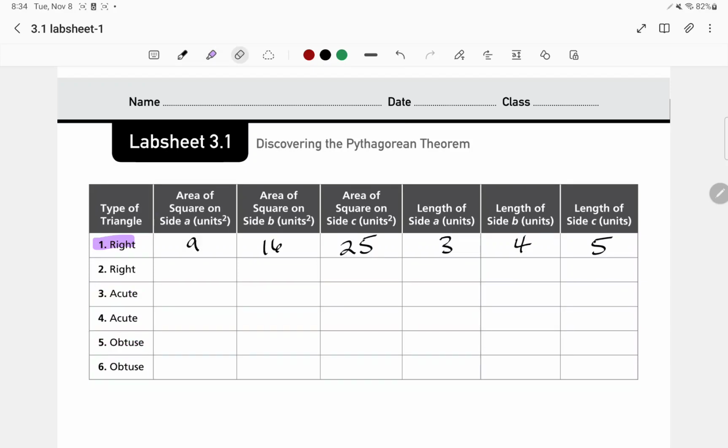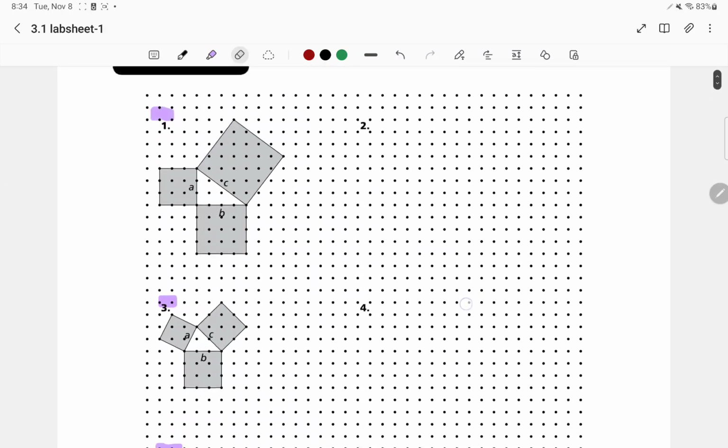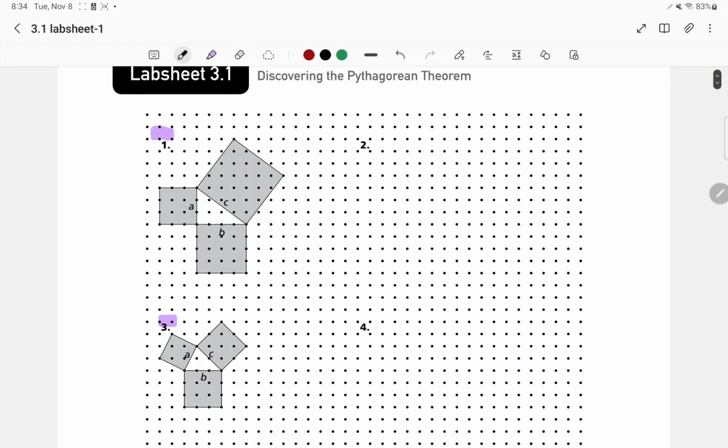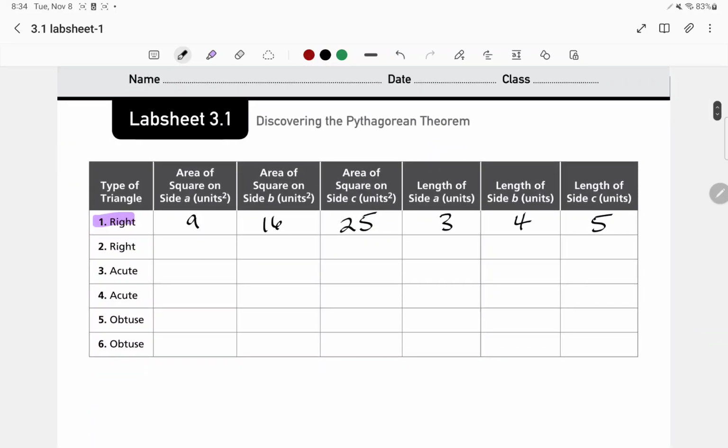Okay, so on the first one, the area of the square on side A, so then we are looking at this area right here. And then the area on side B would be that area. The area on side C would be that area. So it's 9, 16, and 25, because the first one is a 3 by 3, so the area would be 9. Next one is a 4 by 4, area would be 16, and so forth.